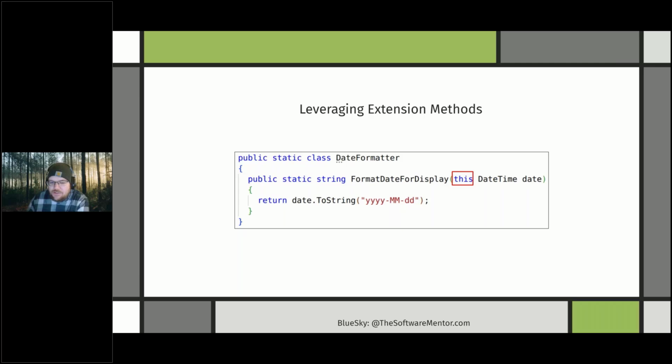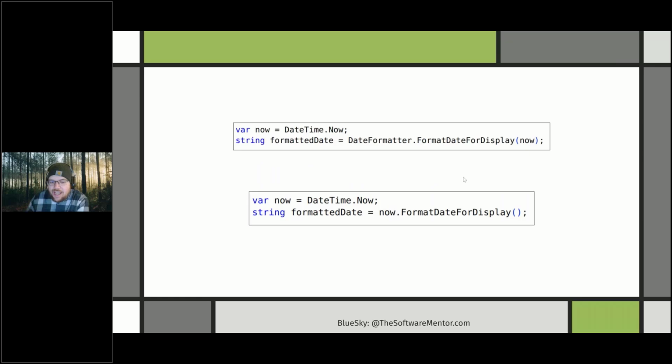Once we do this, so we have a static method on a static class, we can now, anywhere in the code base that we have a datetime, we now have a method we can lean into. We can just say .formatDateForDisplay. That's pretty handy because instead of having to import this object and do all this other stuff, we can just use that extension method, and that's pretty cool.